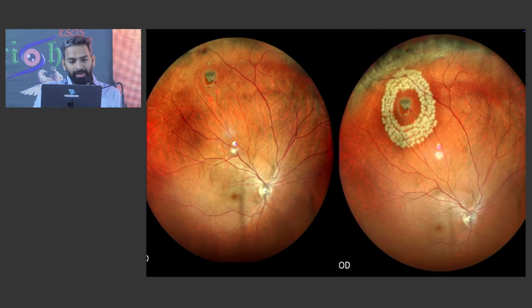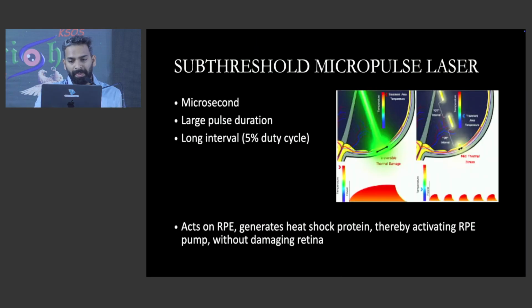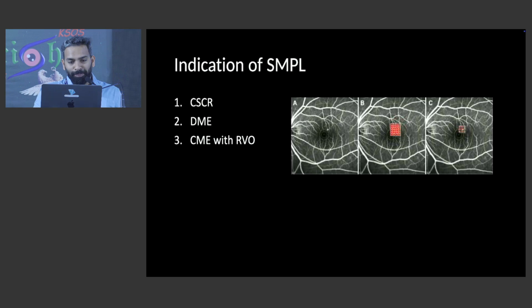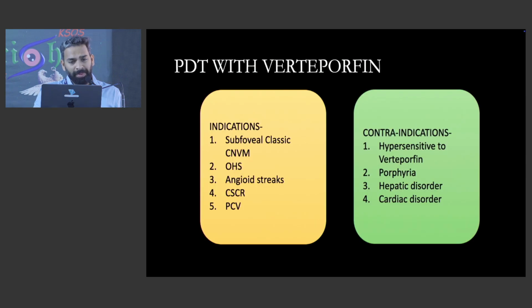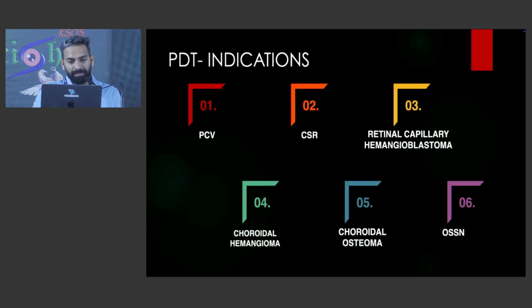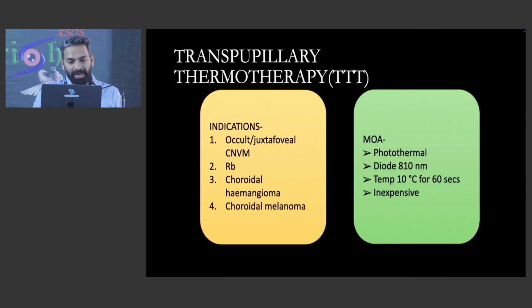Barrage laser, again, for a retinal hole, you can barrage it completely so that it doesn't recur. There are subthreshold micropulse lasers. Just mentioning PDT with verteporfin, where you can use it for subfoveal classic CNVs, OHS, angioid streaks, CSR, and PCVs, along with the PDT parameters and TTT, just to mention because there is no time. Thank you.